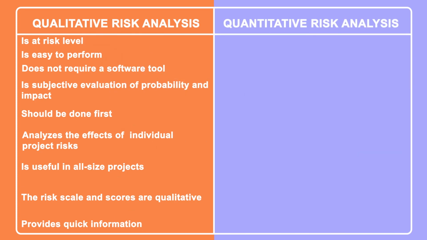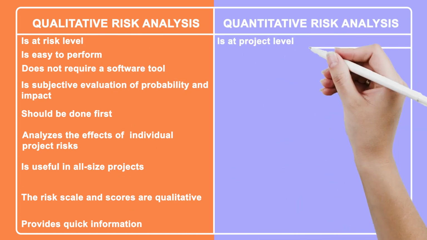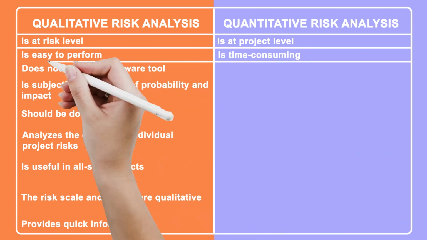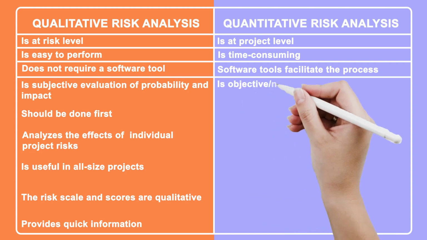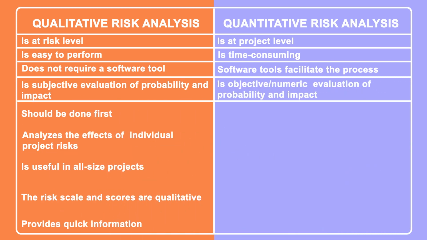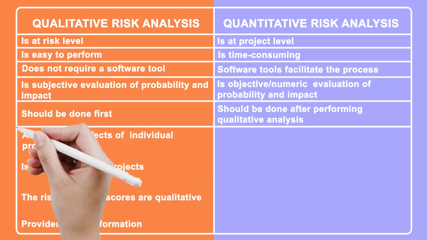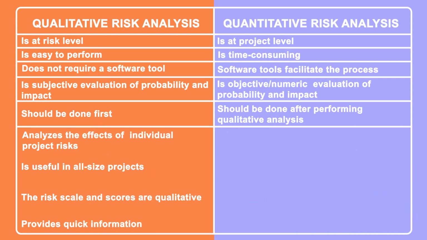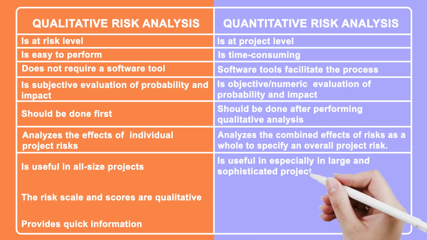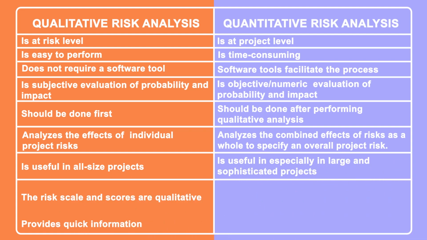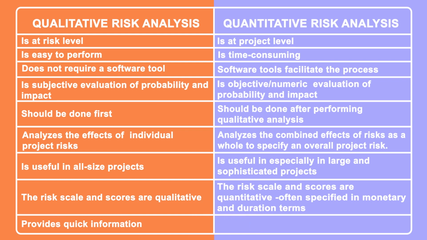On the other hand, quantitative risk analysis is at project level and is time-consuming. Software tools facilitate the analysis process. It is an objective, numeric evaluation of probability and impact, and should be done after performing qualitative analysis. It analyzes the combined effects of risks as a whole to specify an overall project risk, and is especially useful in large and sophisticated projects. The risk scale and scores are quantitative, often specified in monetary and duration terms, and it provides detailed information.